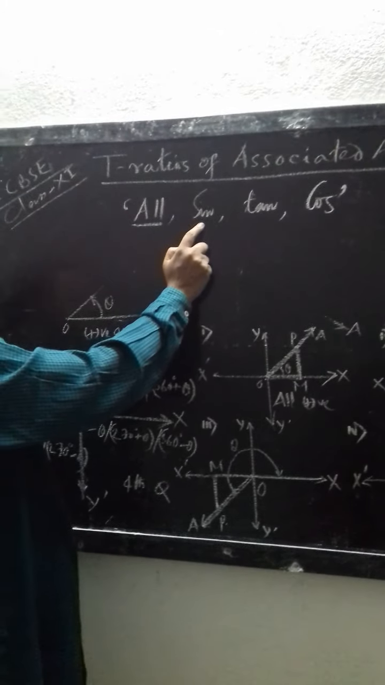Now what is an associated angle? If the sum or difference of two angles is either 0 degree or a multiple of 90 degree, then it is called an associated angle.